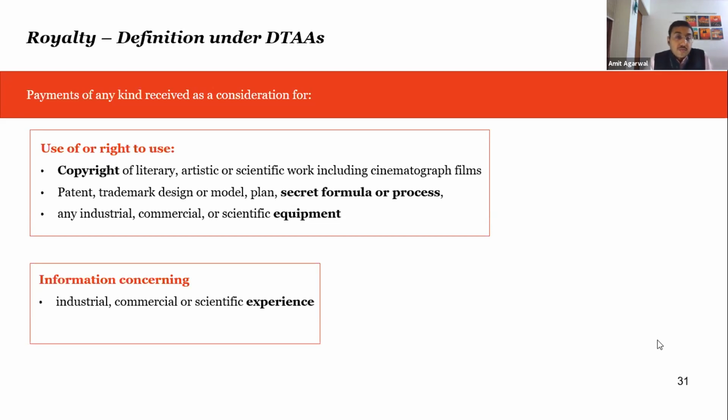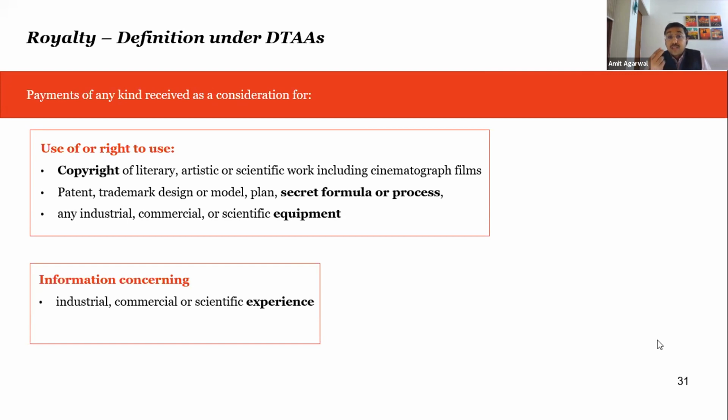So what the DTA says is: payment of any kind received as consideration for use or right to use. I think this is a very important phrase, and we have emphasized that there has to be something, the payment you have got is for using something or a right to use something, and that something is copyright of literary, artistic, or scientific work. That is one category. The second category is that you are getting a secret formula or a process. If you are paying for a secret formula, some formula which nobody else has access to, and by using that formula you are able to create some value, then obviously that is in the nature of royalty and you have to pay.